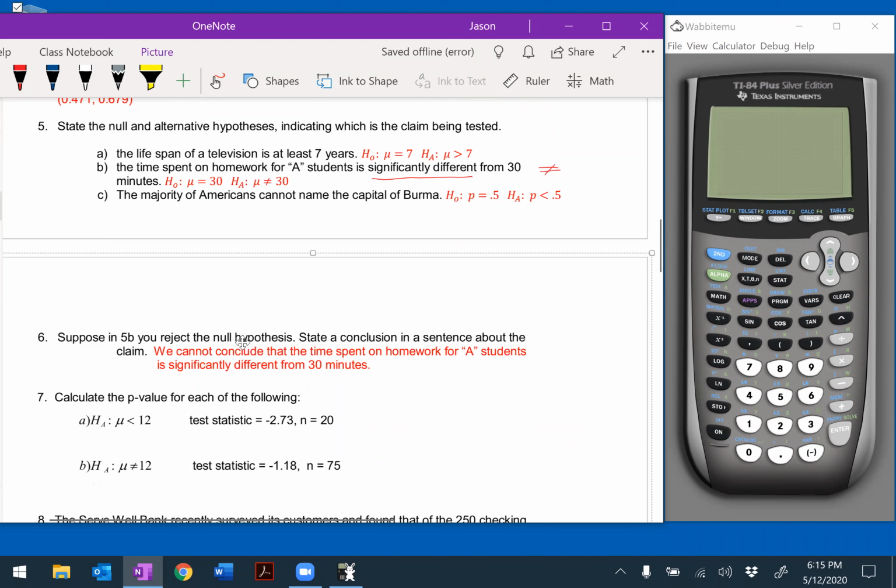That should be can. We can conclude that time spent on homework for A students is, I'll have to go back and change that, is significantly different from 30 minutes. Okay, so we can conclude that time spent is different if we reject the null. If we reject the null and we go with the alternative.